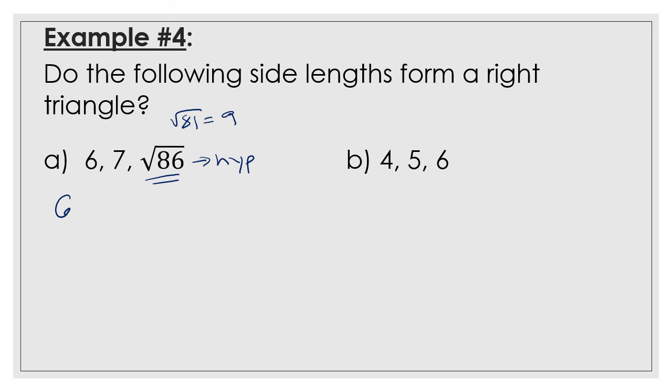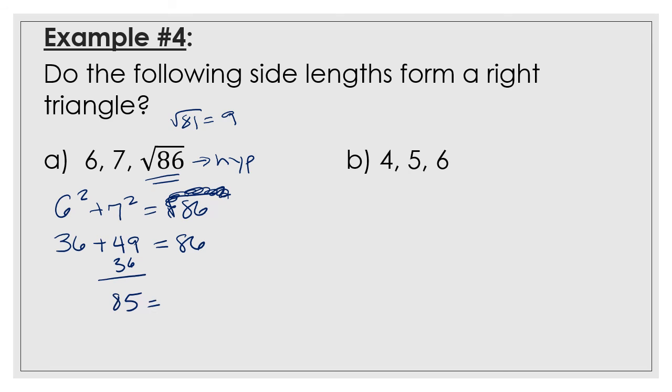So if we substitute these numbers into the Pythagorean theorem, I have my first leg, 6 squared, plus my second leg, 7 squared, equals the square root of 86 squared. If we just do the computation real fast, 6 squared is 36, 7 squared is 49. If you recall, squares and square roots are inverse functions, and they undo each other, which leaves us with 86. We do some quick math, and I can do this in my head faster than I can type it in a calculator. So 85 is actually not equal to 86. That tells us that this is not a right triangle.